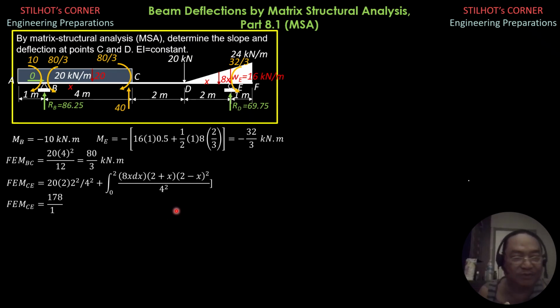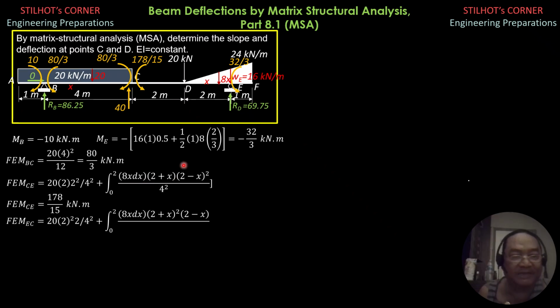It is equal to 178 over 15 kilonewton meter as shown, while fixed moment EC is the same, 20 times 2 squared times 2 over 4 squared plus the integral from 0 to 2 of 8x dx times the quantity 2 plus x squared, times 2 minus x over 4 squared. So it is equal to 242 over 15 kilonewton meter as shown.